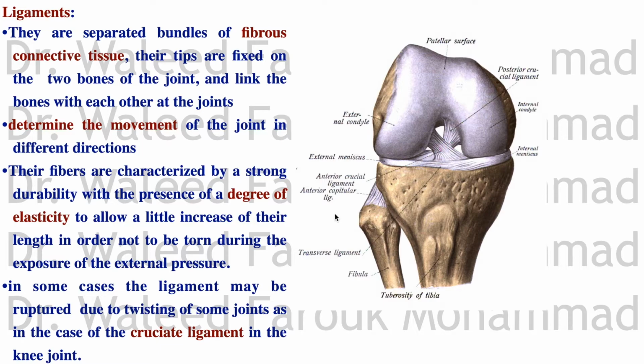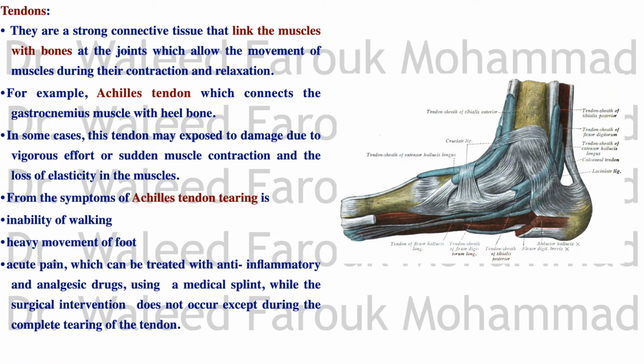Their function is to hold the ends of bones together and to determine the movement of the joint in different directions. Do not forget that they are made of fibrous tissue, but have little elasticity so as to change their length and not get torn easily by the movements of their joints.